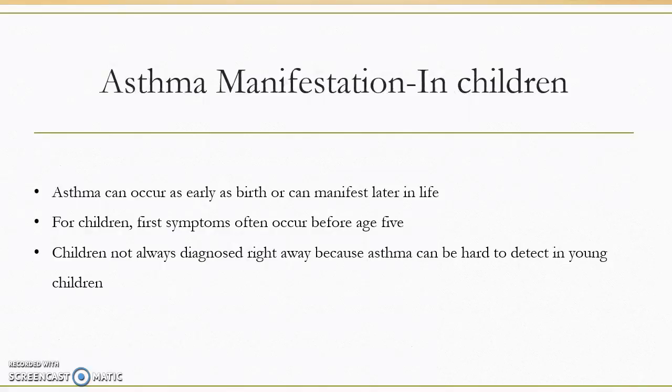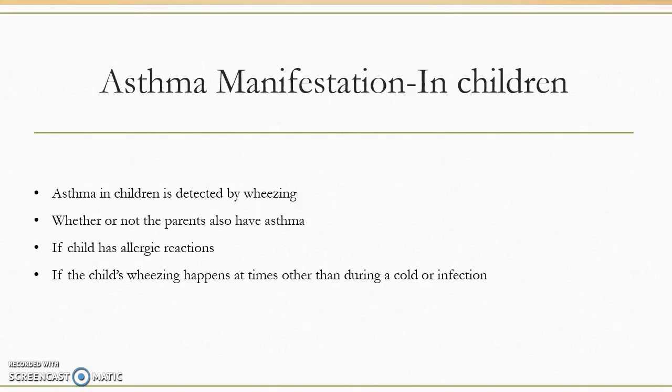Asthma manifestation in children. Asthma can occur as early as birth or can manifest later in life. For children, the first symptoms often occur before age 5. Children are not always diagnosed right away because asthma can be hard to detect in young children. Asthma in children is generally detected by wheezing. Another key factor is whether or not the parents also have asthma and if the child has allergic reactions. If the child's wheezing happens at times other than during a cold or infection, this is also a symptom.